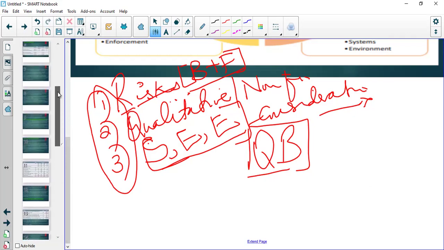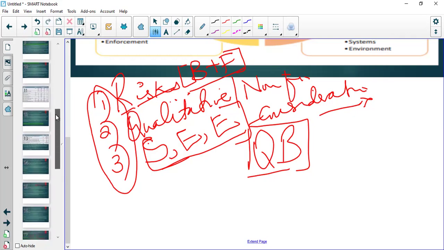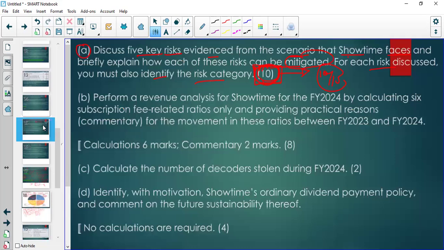Right. Then the other question, where is the other question here? Then we do a performance of a revenue analysis for short time by calculating 6 subscription fee related ratios only and providing practical reasons commentary for the movement in these ratios between this year and that year. It's very mean of the lecturers to do that, because the calculations for 6 ratios is 6 marks. The commentary is 2 marks.